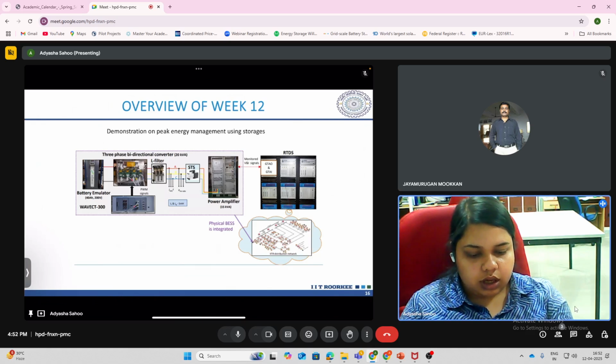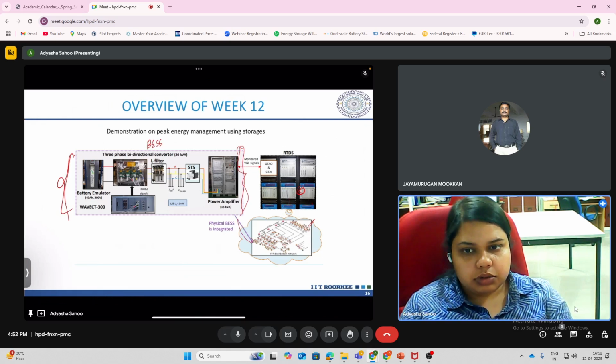So this was the lab setup. So basically, this is the complete storage that is done here in this box. Then the storage is added to the IIT Roorkee distribution system that is modeled in the RTDS here. So you have the IIT Roorkee distribution system in the RTDS, then this physical device of battery energy storage that is added to the IIT Roorkee distribution network.